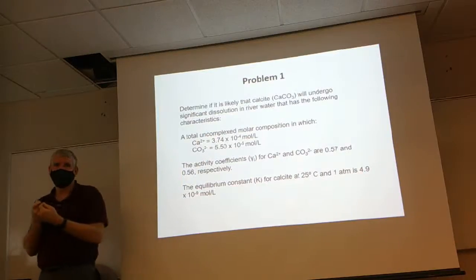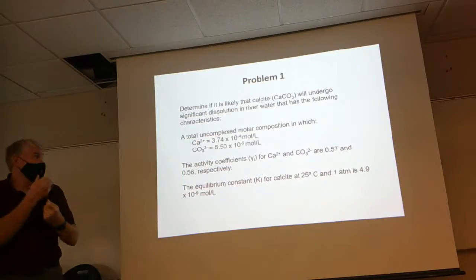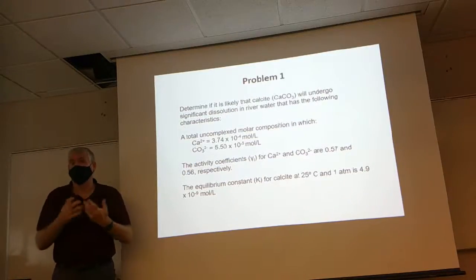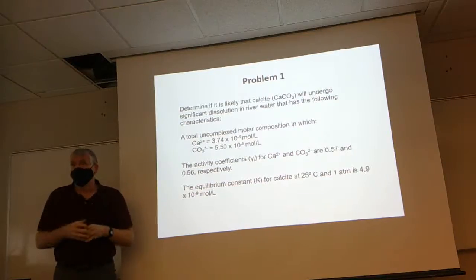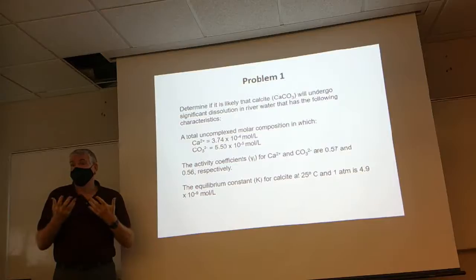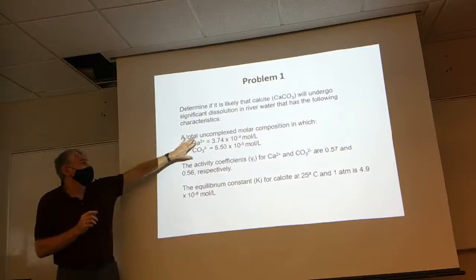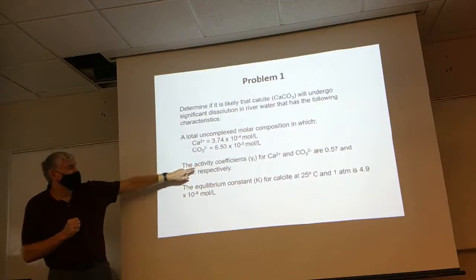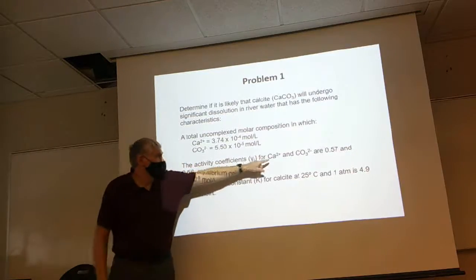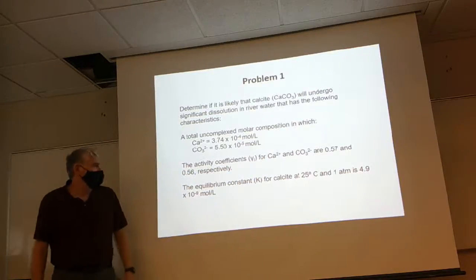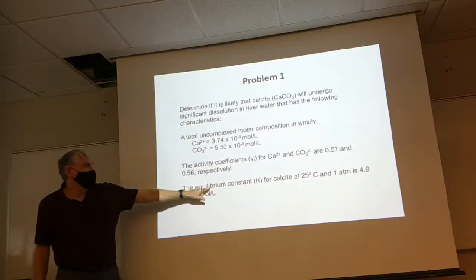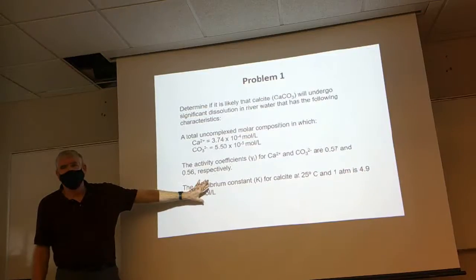Uncomplexed. So in the case of calcium carbonate, this guy could form complexes, right? It could form HCO3, the bicarbonate I just mentioned. It could form H2CO3, carbonic acid. So there's a variety of things that could form. So we're looking at the concentration of the uncomplexed form. And then down here, we have the activity coefficients for calcium and carbonate, and I've given you those. And then I've also given you the equilibrium constant K. Okay?